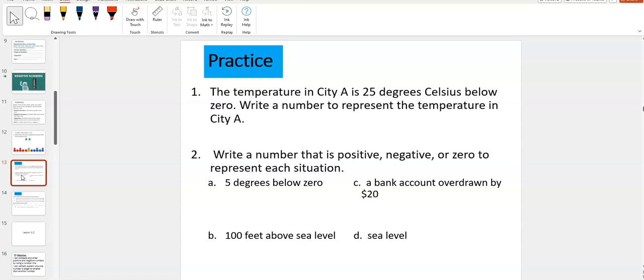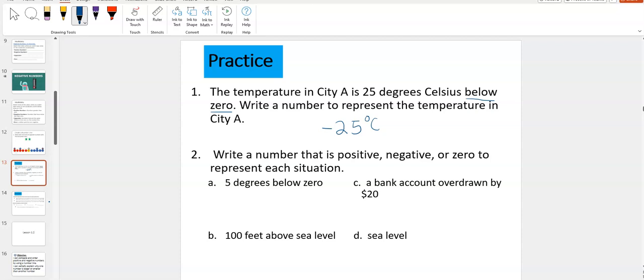So we're going to go over a little bit of these ideas that we've been working with. Number 1 says the temperature in city A is 25 degrees Celsius below 0. Write a number to represent the temperature in city A. So I need to write a number that would represent 25 degrees below 0. So the words below 0 should signal to me that I'm going to be writing a negative number. So -25 degrees Celsius. That would be the temperature in city A.